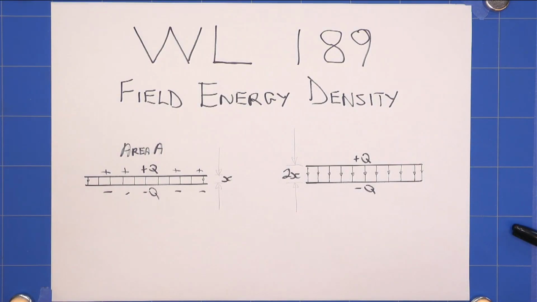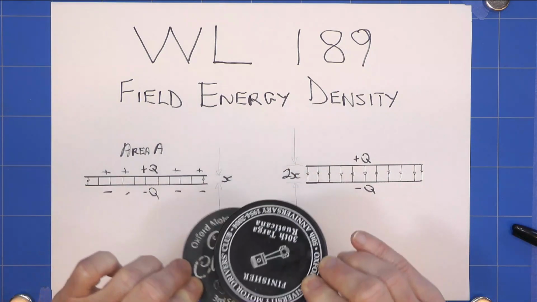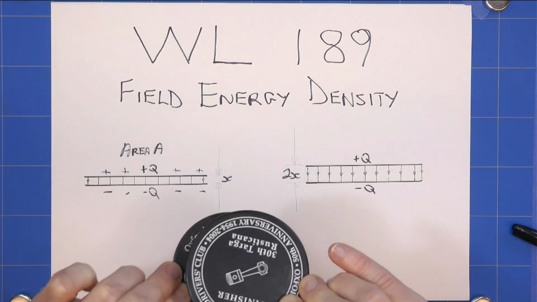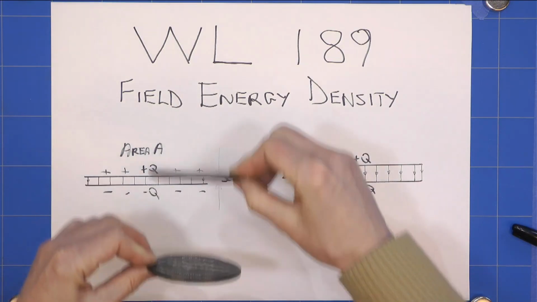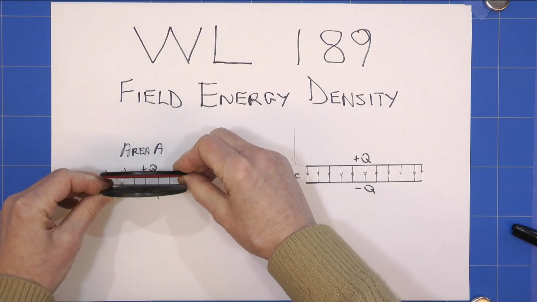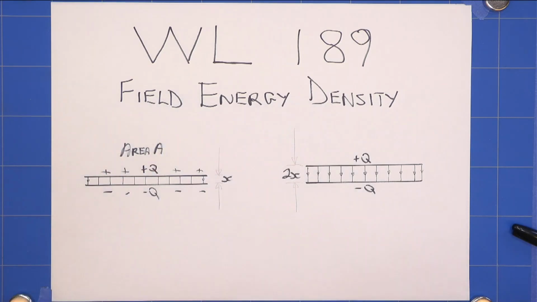Right, this is my solution to Walter Lewin's problem 189, and it concerns at its heart field energy density. Okay, we have two plates. I'll represent them with these two discs. The shape doesn't matter, it's the area that matters, but they must be the same shape so they can line up. Right, they're a distance x apart and they have an area A, and we move them slightly.